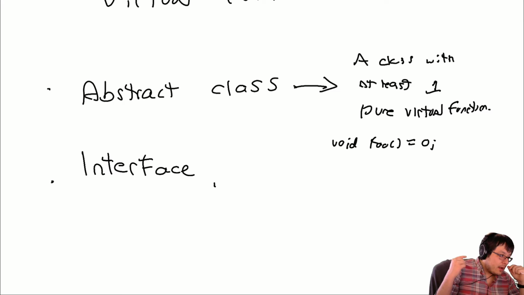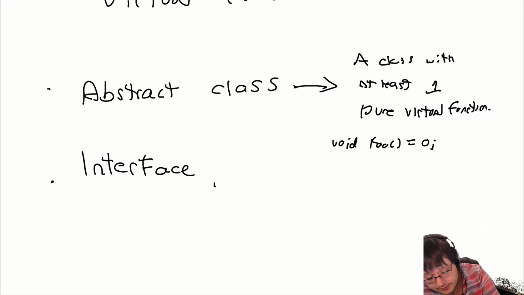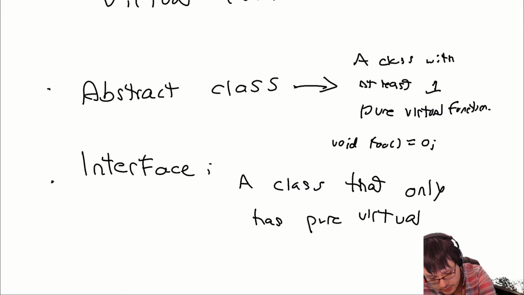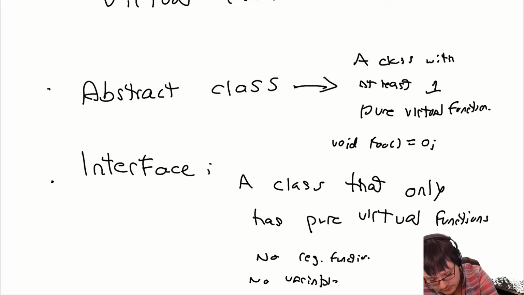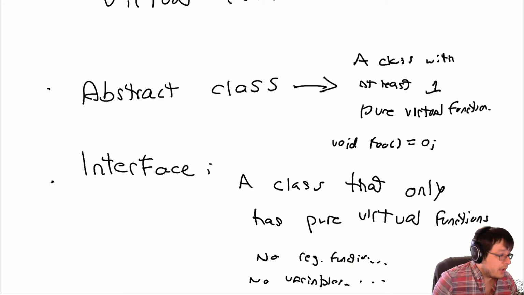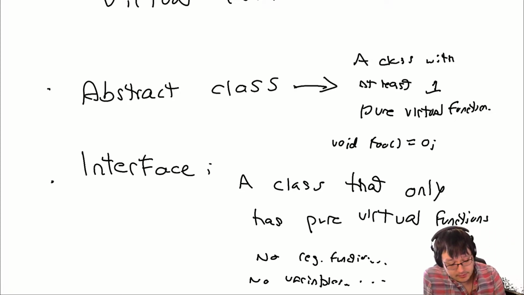On the other hand, an interface, at least for the definition in C++, we consider a class that only has pure virtual functions. No regular functions, so no non-virtual functions, and no variables. And we call that an interface. And again, this is not like Java. I'm telling you that a couple of times, because if you go learn Java, then you're going to be like, he lied to me. No, Java is different. Okay.